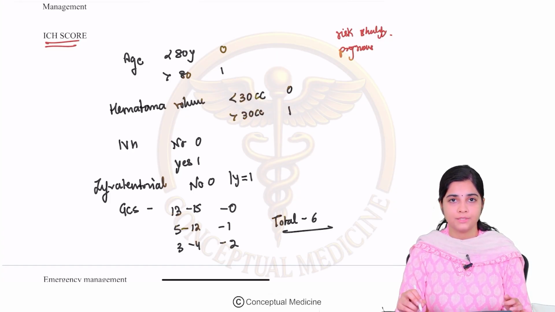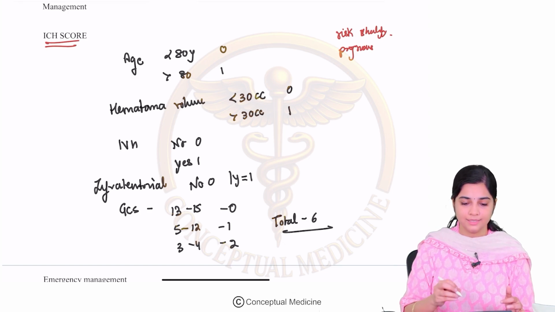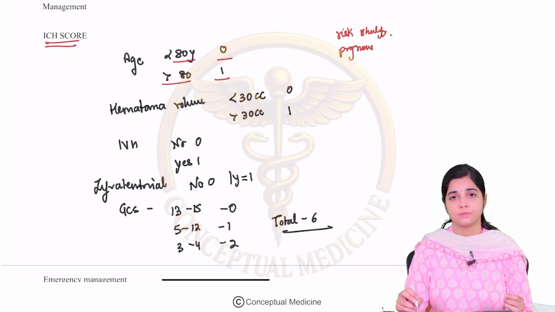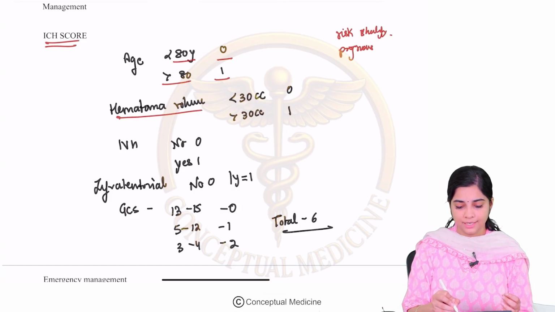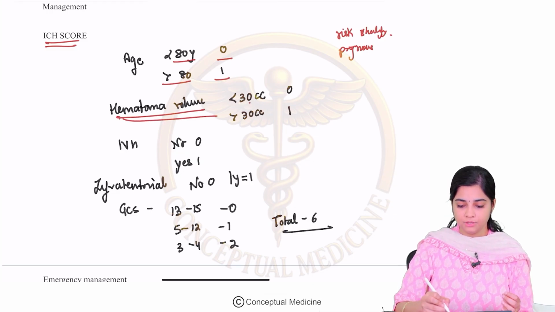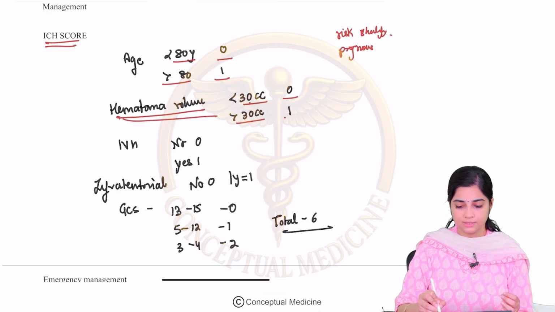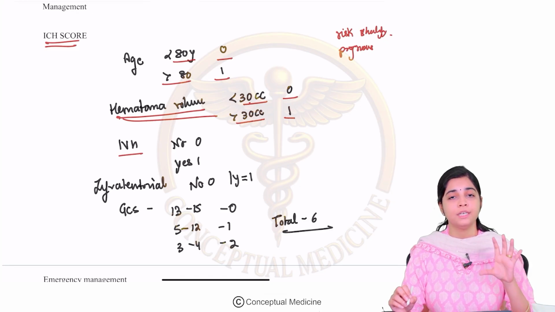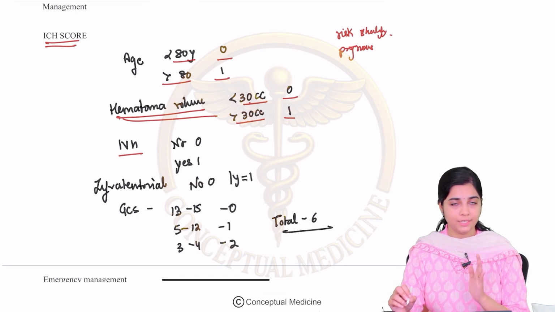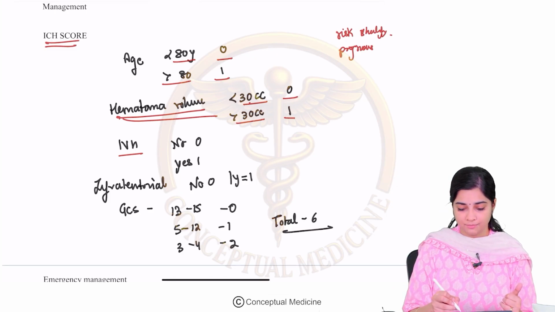Okay, so what are the components of the intracerebral hemorrhage score or the ICH score? It includes the age. Age less than 80 is given a score of 0. Age more than 80 is given a score of 1. Then hematoma volume. Hematoma volume less than 30 cc, 0, more than 30 cc, 1. IVH, if there is intraventricular extension, right? Most of the time the hemorrhage is confined to the cerebral hemispheres. If there is extension into the ventricles, intraventricular hemorrhage, no is score 0, yes is 1.